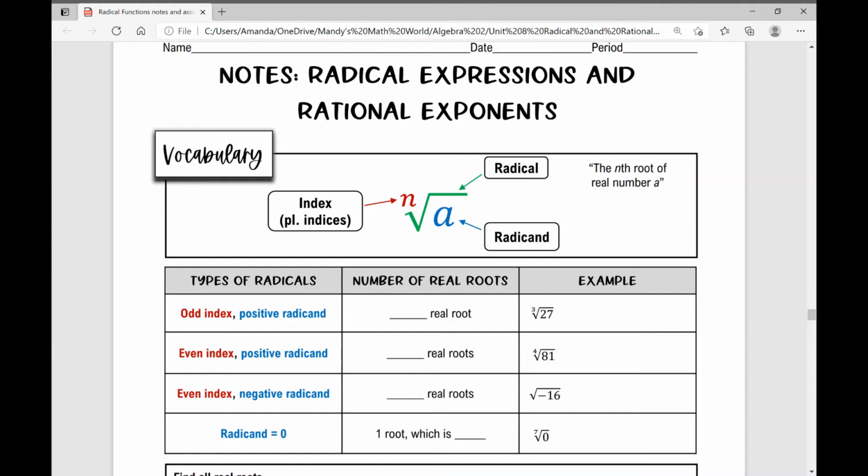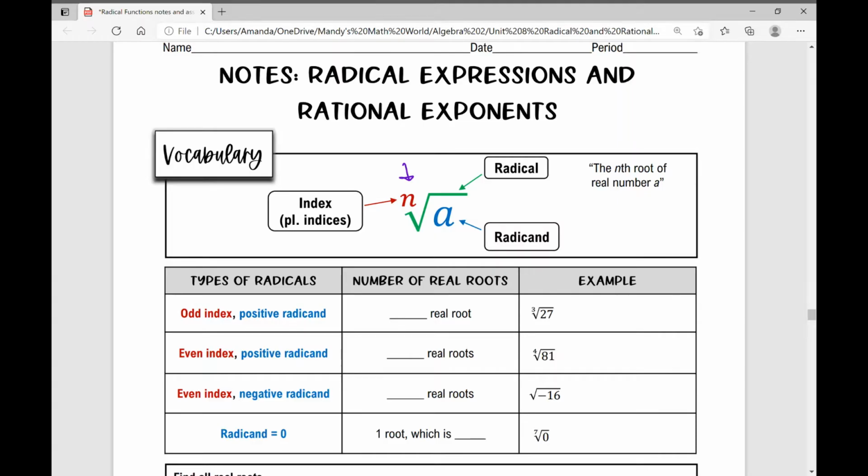Let's get started on today's notes over radical expressions and rational exponents. I first want to go over some vocabulary. This right here is read as the nth root of real number a. This n represents the index, plural, indices. The symbol is the radical, that's in green, and what's underneath the radical is called the radicand.